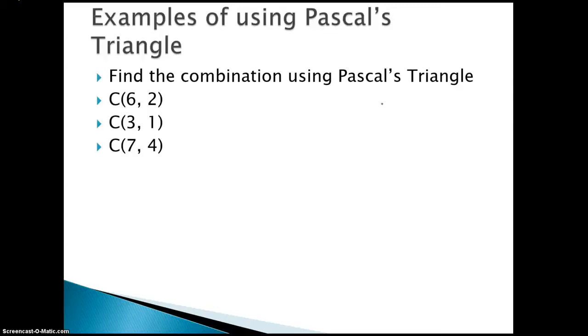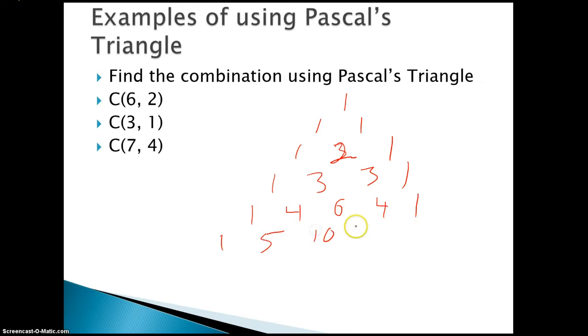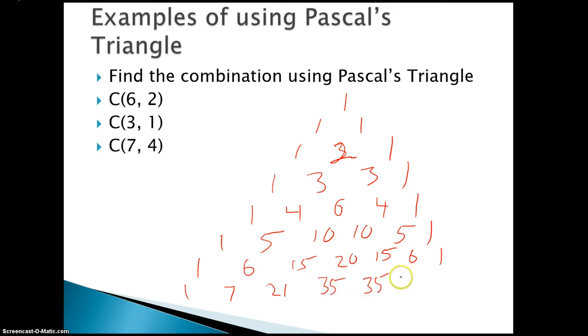Alright, now I'm going to show you this worked out here. So the top row of Pascal's triangle would be 1, then 1, 1, then 1, 2, 1. I can add here, I promise. 1, 3, 3, 1, 1, 4, 6, 4, 1, 1, 5, 10, 10, 5, 1, 1, 6, 15, 20, 15, 6, 1, and then 1, 7, 21, 35, 35, 21, 7, and 1.